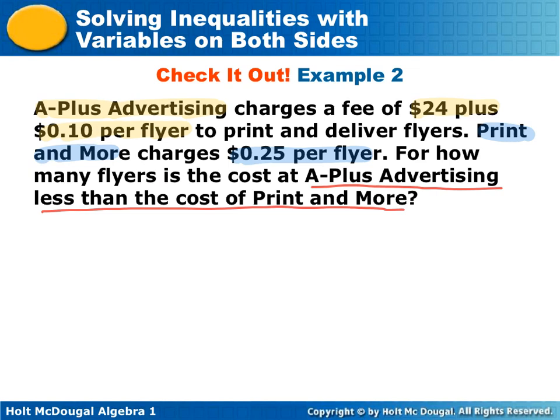So, looking at this, step one is to write your inequality. So what are our two companies? We've got A plus, and then we've got Print and More, P and M. Okay? What they want is for A plus to be less than the cost of Print and More. So that means Print and More has to be bigger. So your inequality has to face it. So now A plus is less than Print and More.